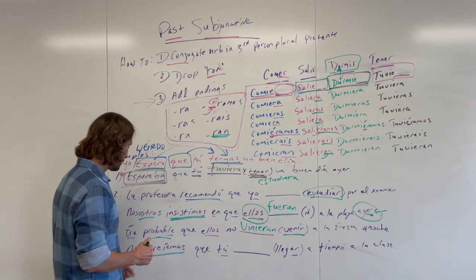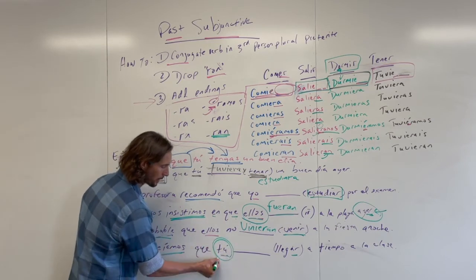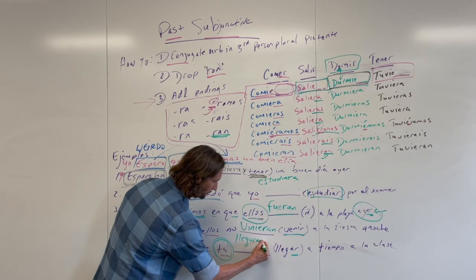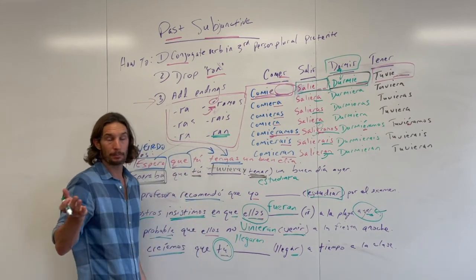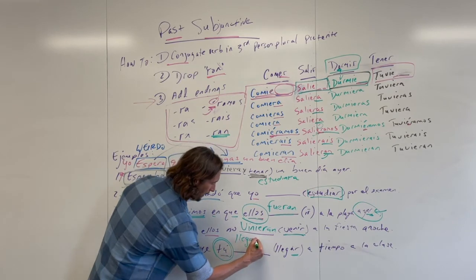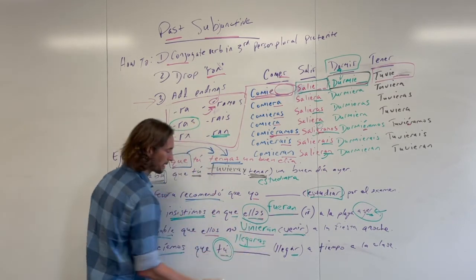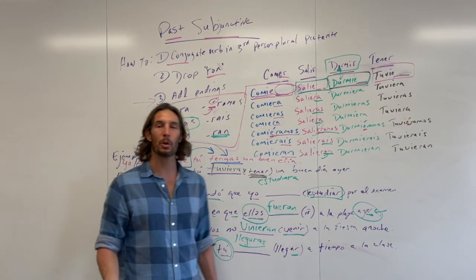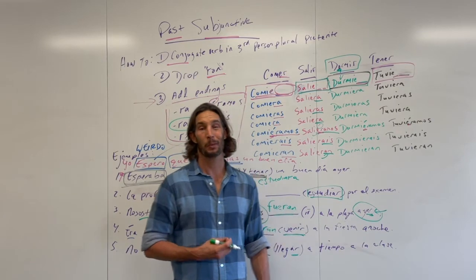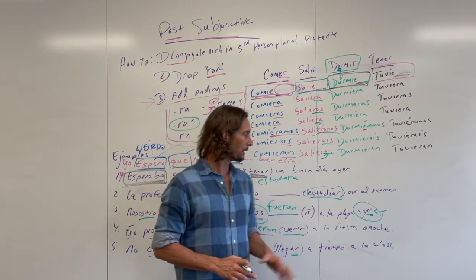So let's have a look. No creíamos que tú, so this is our subject, and then we're using this verb. So we have llegaron, third person plural preterite. We drop the RON, and we put, for tú, llegaras. No creíamos que tú llegaras a tiempo a la clase. We didn't believe that you arrived on time to class. And so that's how these work.